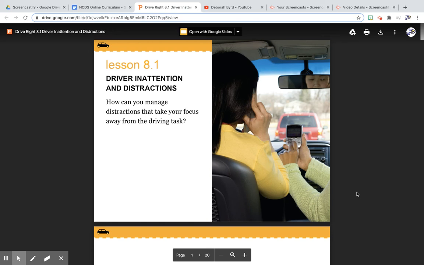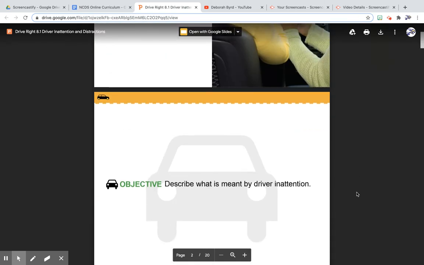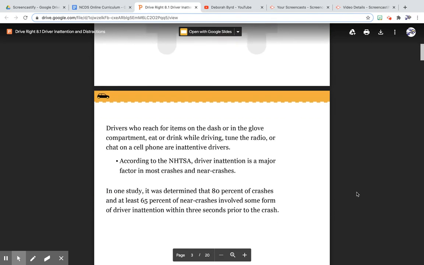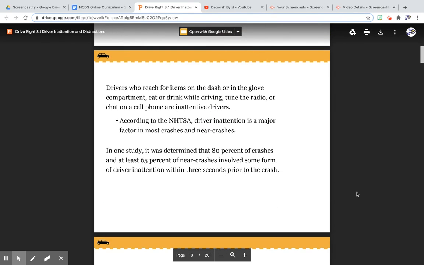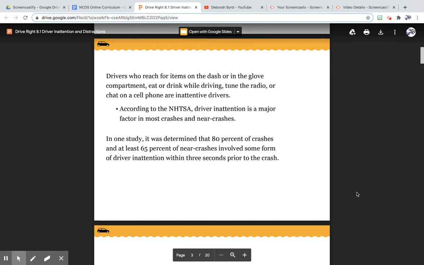Driver inattention and distractions. How can you manage distractions that take your focus away from the driving task? Drivers who reach for items on the dash or in the glove compartment, eat or drink while driving, tune the radio, or chat on the cell phone are inattentive drivers.